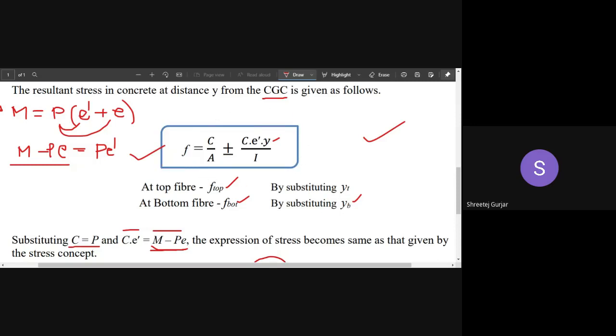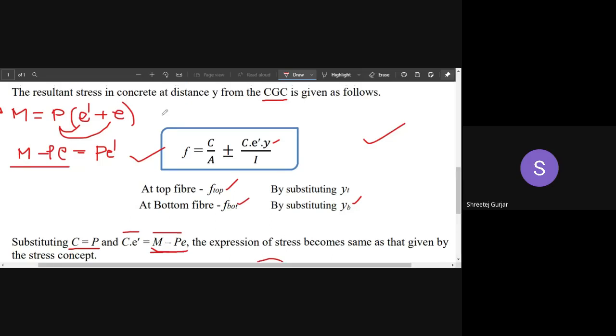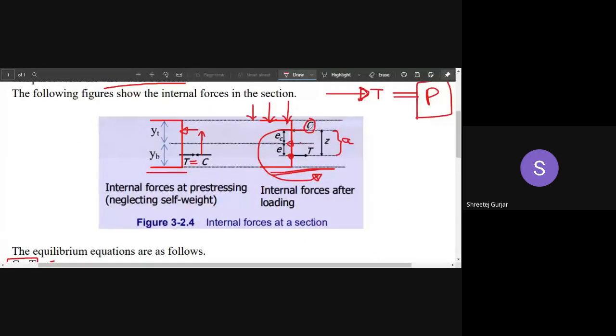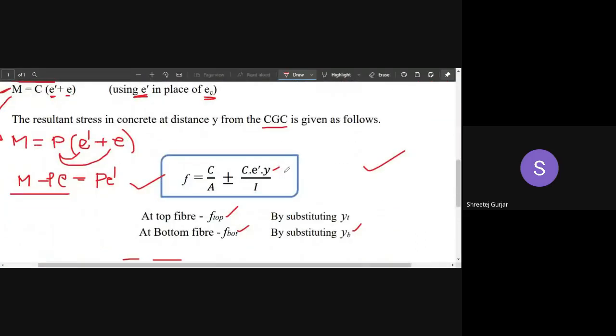That is C by A plus or minus C E dash y by I. C is nothing but the pre-stressing force P, and E dash, as I've told you, is the distance of your C from your CGC. This is E dash, this is E. Substituting all these things, you can get the stress at the top fiber and the stress at the bottom fiber. I hope this is clear. If you have any doubts, just let me know, or else we can move on to the numericals based on the force concept.